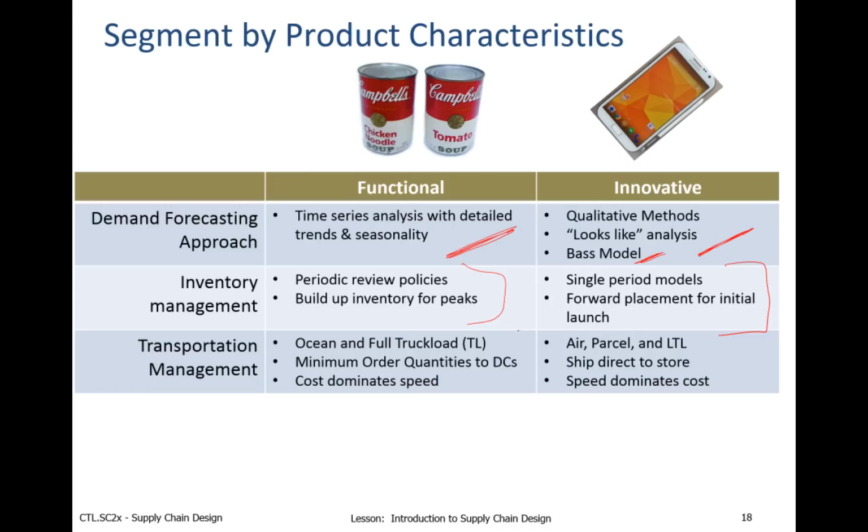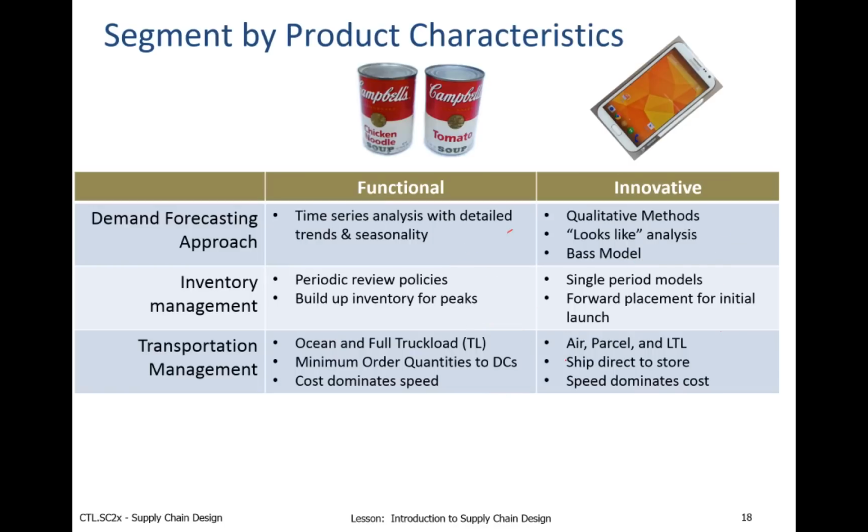Transportation. Over here in functional, it's full truckload, it's ocean. Cost dominates speed. I'll go for a slower mode if it lowers my cost. I might require minimum order quantities to DCs to get those economies of scale. Over here in the innovative products, not so much, just the opposite. Speed dominates cost. I don't want things sitting in a boat. It might miss my whole market. My market window is very small in these types of products. So speed dominates cost.